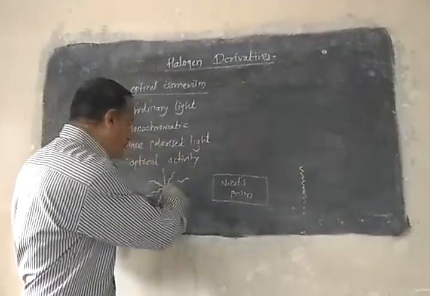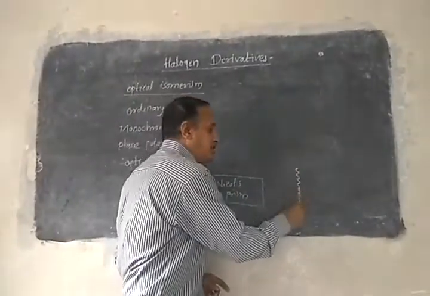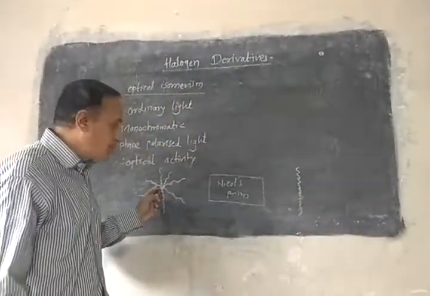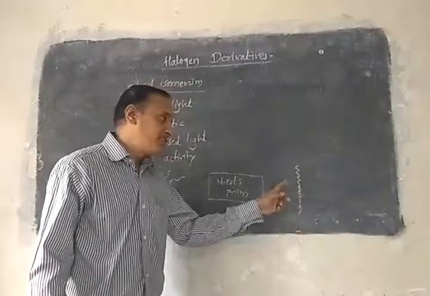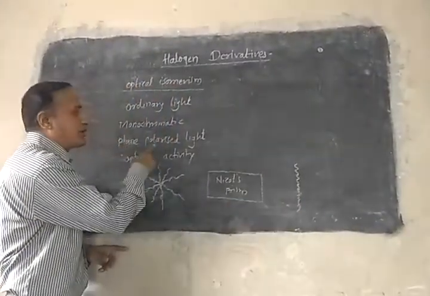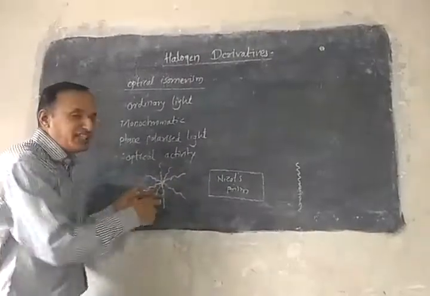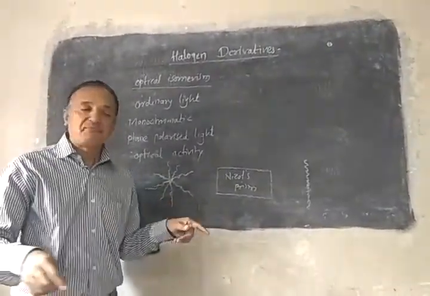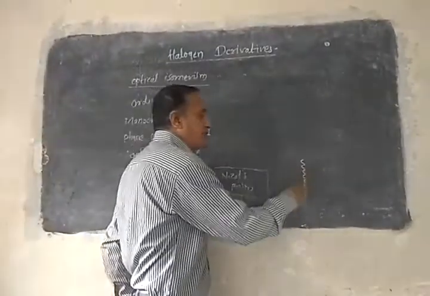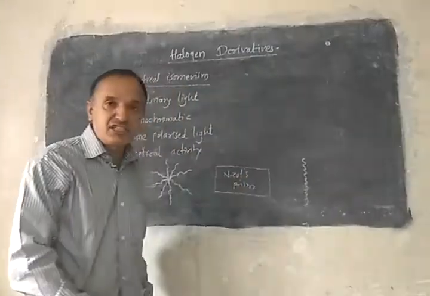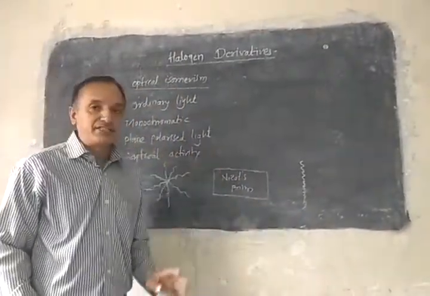Here it oscillates in all directions. Here it oscillates only in one direction. This light, which is coming out of the Nicol prism and vibrates only in one direction, is called plane polarized light. So ordinary light is light of different wavelengths. When it passes through the Nicol prism, it vibrates in one direction, and this light is called plane polarized light.